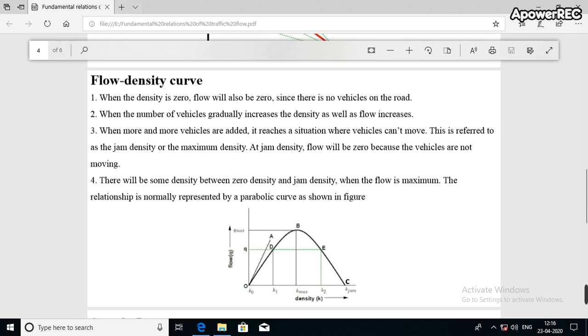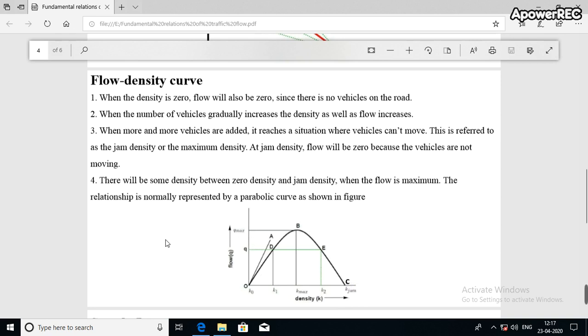As a result, they will not be able to pass, and as they are not able to pass, the count of the vehicles will be less. So that is why the flow will be decreasing. And up to a certain point, when again the flow value will reach zero, this will be jam density. That means at jam density, the flow will be zero because vehicles are not moving. So that is why this kind of relationship is shown.